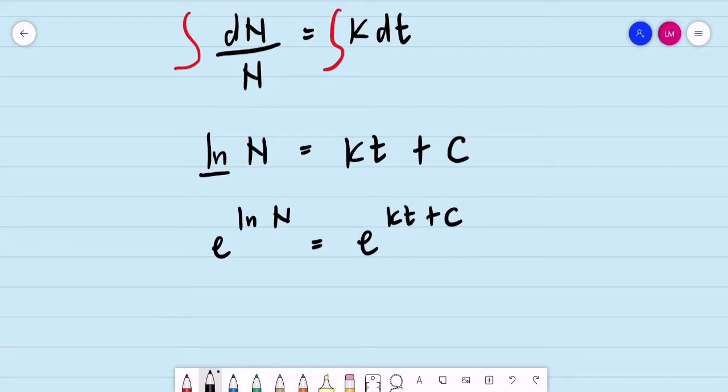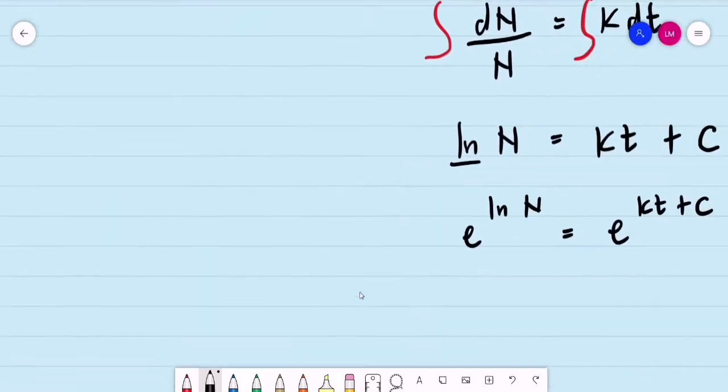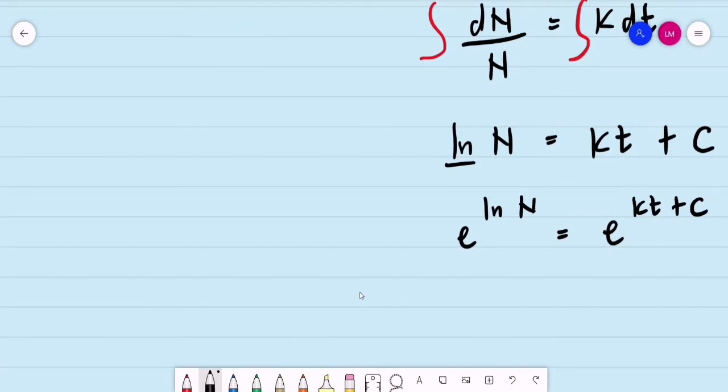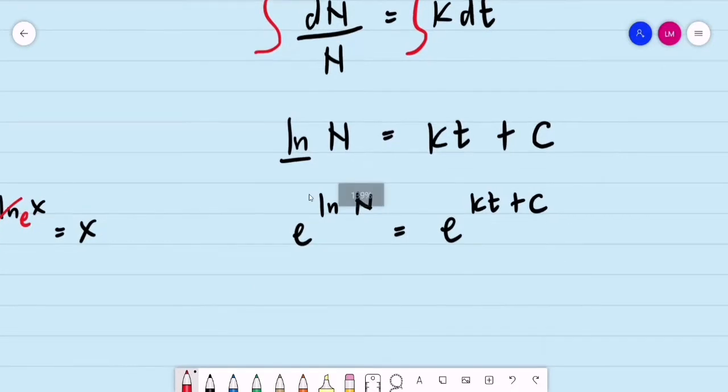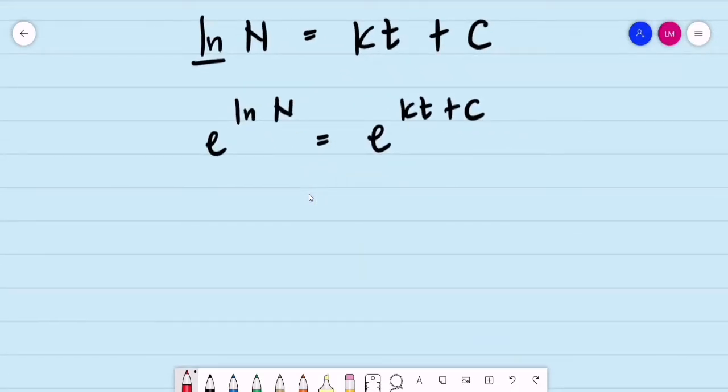If you are to recall the basics of natural logarithm, for example, e raised to ln of x is simply equal to x, since the base of natural logarithm is also e. So we are to cancel that. So e raised to ln of x is simply x. For this case, e raised to ln of N is simply equal to N. And this is now equal to, we are adding exponents.